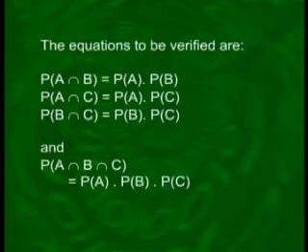Students, in order to verify that the events A, B and C are mutually independent, we will be substituting all the above computed probabilities in the equations that were presented earlier, and we will be noticing that the left hand side will be coming out to be equal to the right hand side.